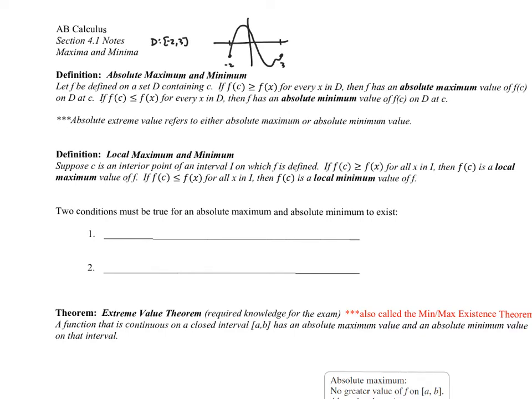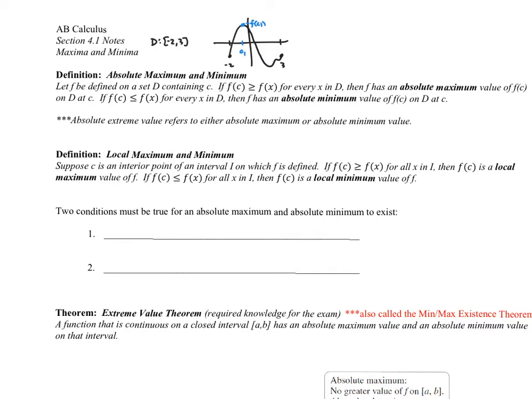Okay, let's talk about an absolute max. Right, we would have an absolute max at this value on that interval, right? Let's call that c1. Okay, this would be f of c1. That would be an absolute max because it's the largest output for the function on the interval.